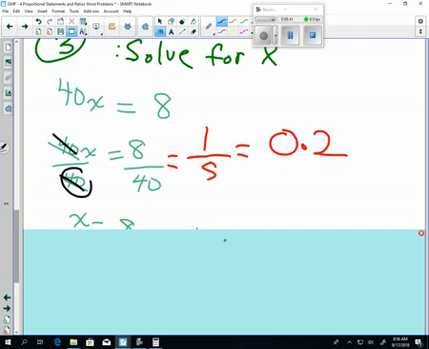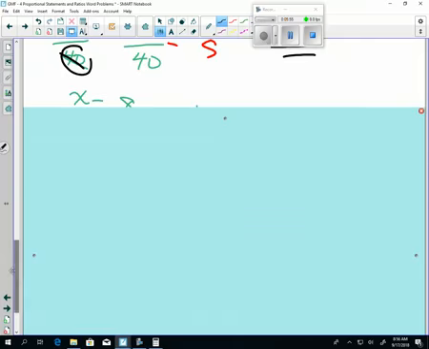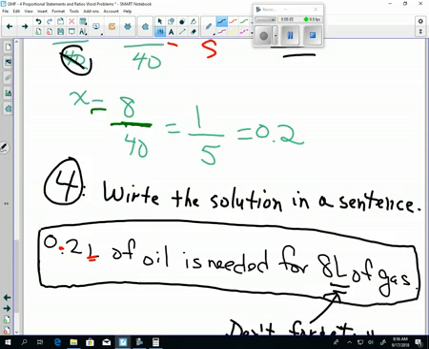But if you put it in a calculator, you'll get a decimal, 0.2. So that's the amount of oil that you'll add into your engine. If you have 40 liters of gas, you'll need 0.2 liters of oil.